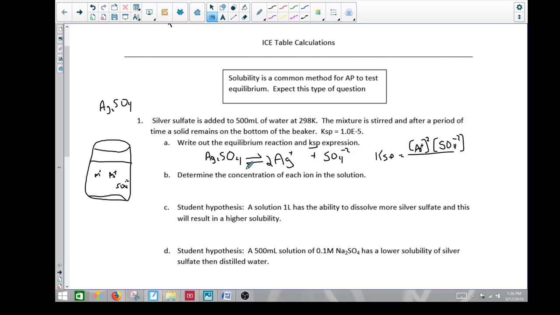The solid is not included, since Ksp is the concentration of each ion in the solution. So we have a saturated solution. You have to have the solid here in order to have the back and forth stalemate taking place. No solid, then there's no back and forth stalemate. In this case, it's a pretty standard calculation.